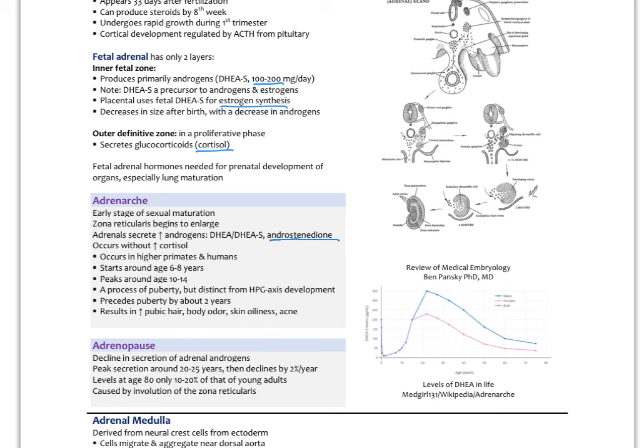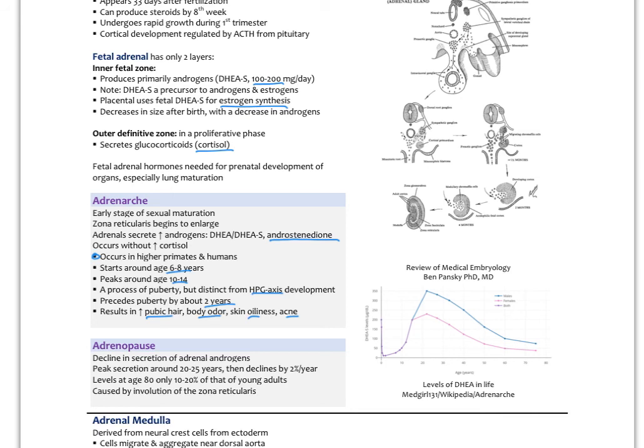It occurs in both higher primates and humans, and starts around the age of 6 to 8. So that's when the adrenals really come online, especially for the DHEA. And it peaks around age 10 to 14, so just before puberty. It's related to puberty, but it's distinct from the development of the hypothalamic pituitary gonadal axis. So it's independent of the LH, FSH secretion from the pituitary. It precedes puberty by about 2 years or so, and this results in increased pubic hair, body odor, skin oiliness, and acne. So this often occurs before puberty actually occurs.